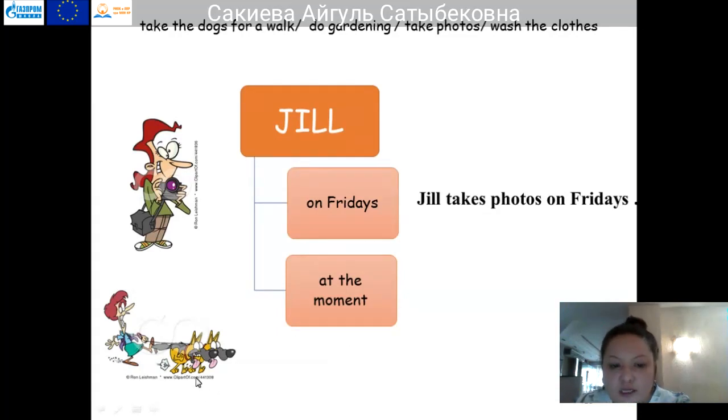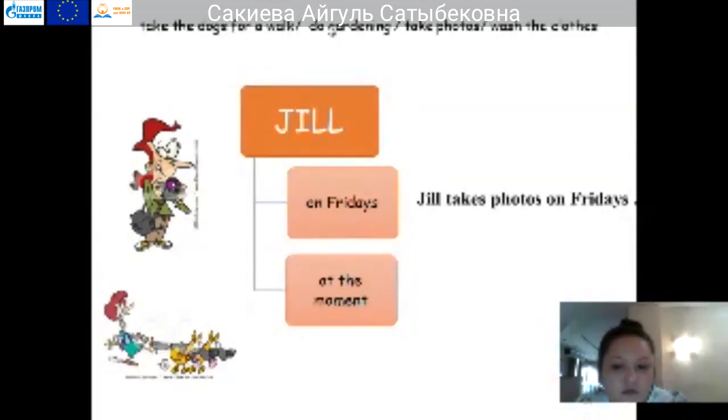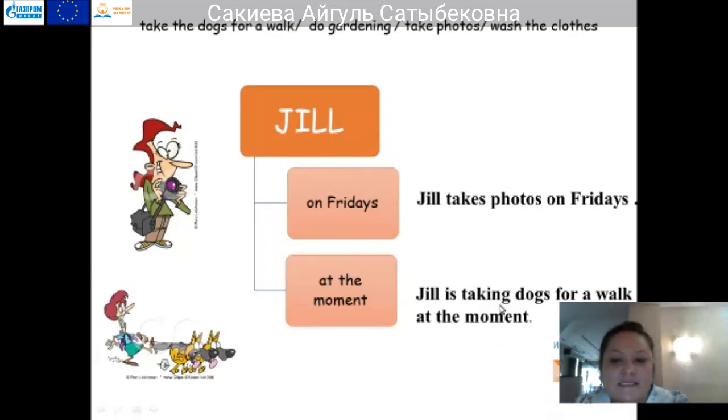And what is Jill doing at the moment? What is Jill doing at the moment? So take the phrases from the top. Jill take the dogs for a walk at the moment. Almabet, be careful with structure. This is which tense? Simple or continuous? This is continuous, yes? Jill is taking dogs for a walk at the moment. Yes, this is continuous.